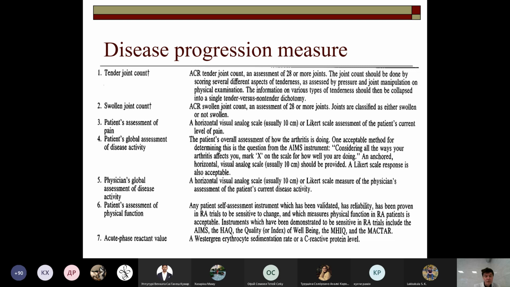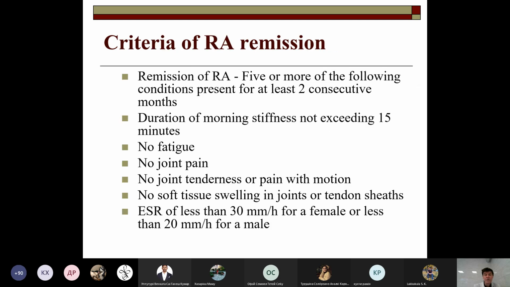And please be sure that disease progression and remission criteria are checked at each visit of the patients to the office. So let's concentrate on the remission of rheumatoid arthritis. It's the target of our treatment. Five or more of the following conditions present for at least 2 consecutive months should be qualified as the criteria of rheumatoid arthritis remission.